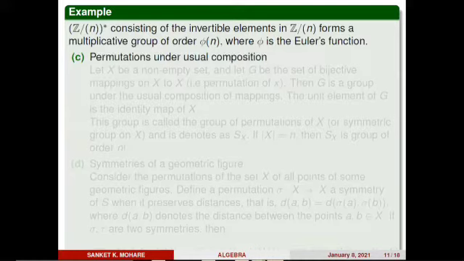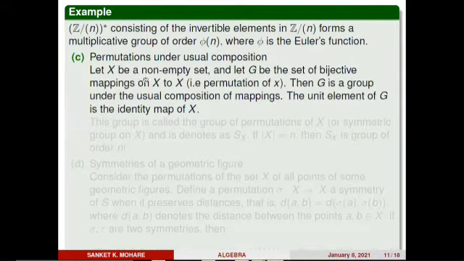Okay, now permutation under usual composition. Let X be a non-empty set. What is X? X is any non-empty set. And let G be the set of bijective mappings from X to X. So what is G? G is the set of those mappings which are bijective. Bijective means what? Which are both one-one and onto. And that mapping is defined over what? Defined over X to X. Means the domain and codomain of those mappings are X itself.